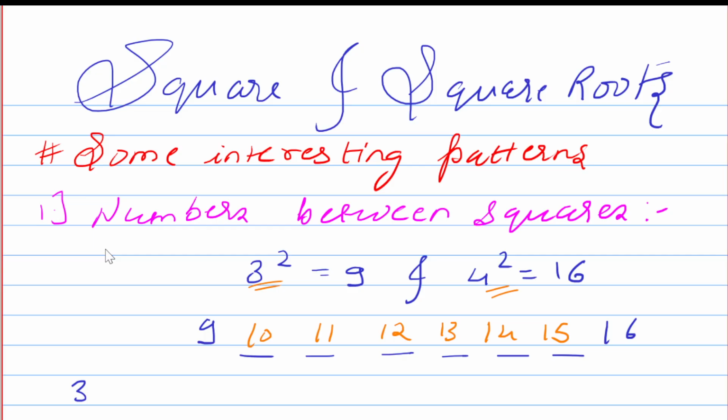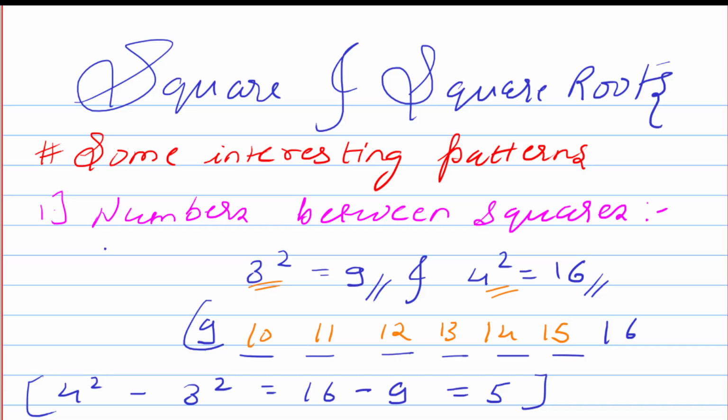So let us say this means that 4 square minus 3 square is equal to 16 minus 9, which is 7. This is one easy trick. You simply take the square of the bigger number and subtract the square of the smaller number from it, and you will get to know how many numbers lie between both of them. But we won't be able to do that for extremely large numbers. So in that case, what should we do?